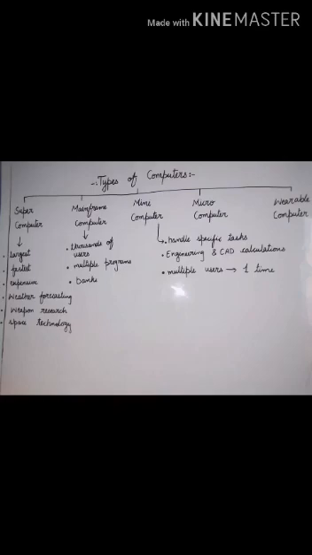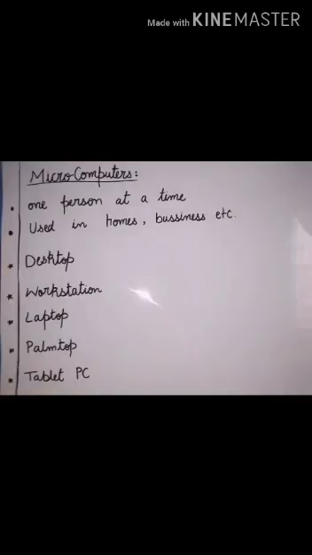Microcomputers. Microcomputers are designed to be used by one person at a time and are used in homes, business, etc. Microcomputers are desktop, workstation, laptop, palm top, tablet PC. Desktop. It is the most popular computer that can be placed on a desk or table. It has a CPU, keyboard, and mouse for input, and monitor for the output. These are commonly used in schools, homes, and businesses.